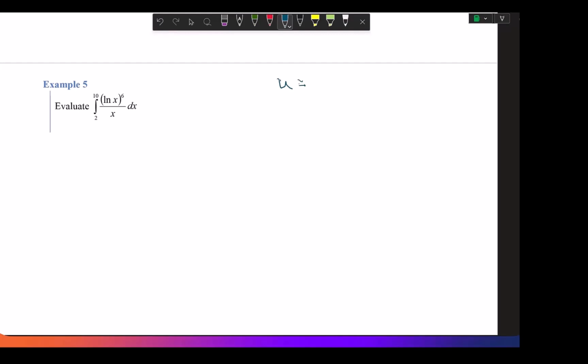And I know the derivative of the natural log is 1 over x, so I'm going to take a chance that u is equal to the natural log of x. That means du is equal to 1 over x dx, which means that dx is equal to x times du. I know I'm solving it different ways each time, but I'm trying to show you there are different ways. And I could probably solve it both ways.